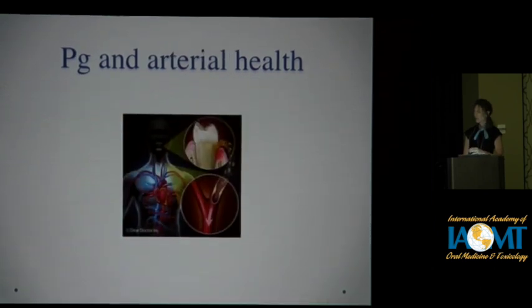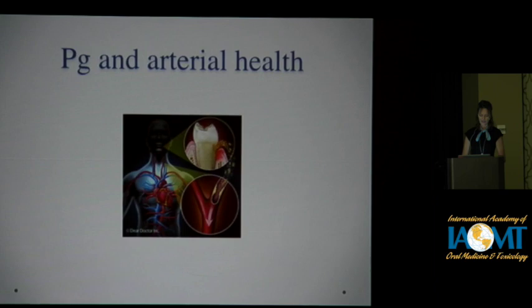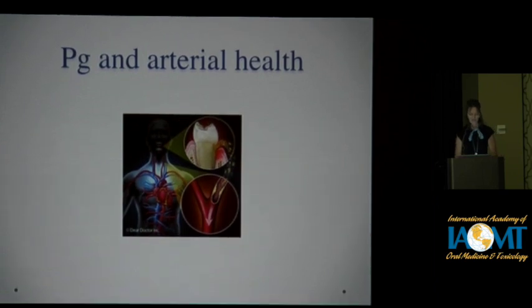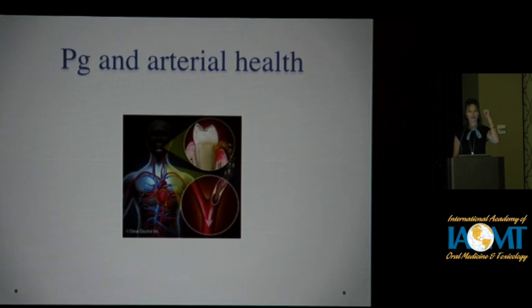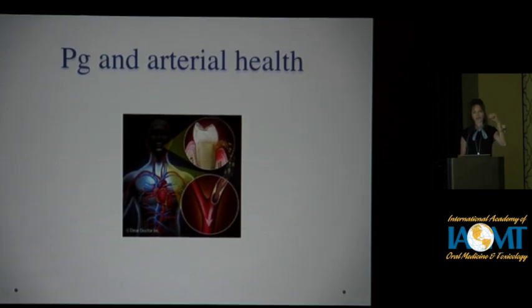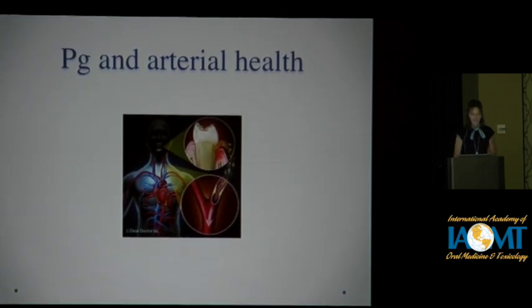P. gingivalis is implicated in arterial health, and I was going to help you guys with some of the brand new research that just came out. They took these fat, obese mice. They opened up their maxillary first molars. They swabbed them in there with P. gingivalis, closed them up. Six weeks later, they have P. gingivalis in their aorta wall. So this pathogen can get in and out very easily and very quickly.